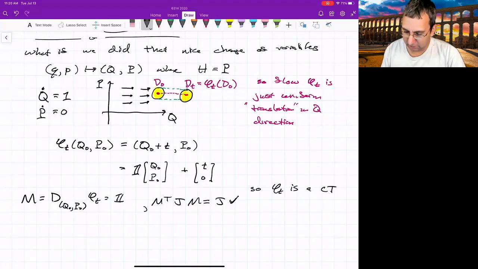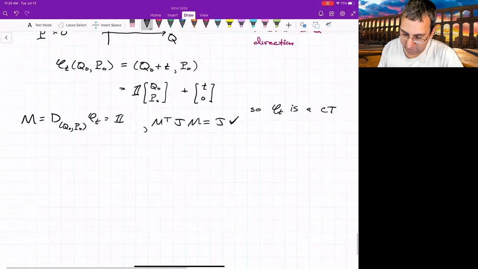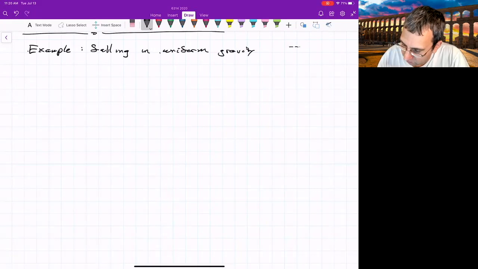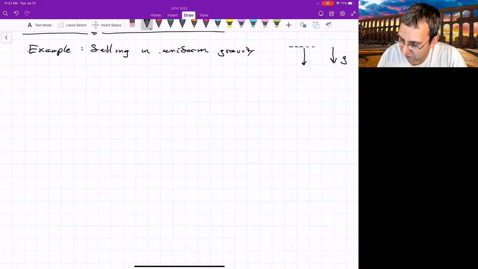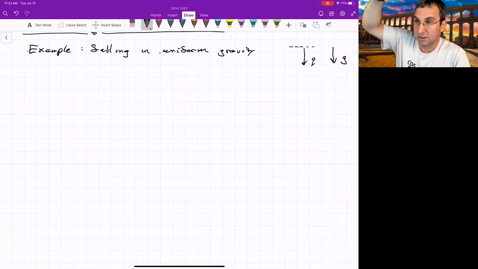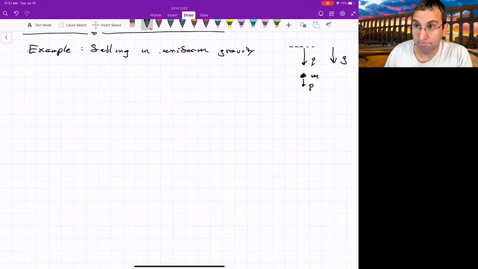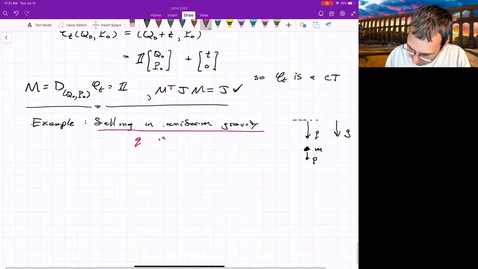Now it's not always this simple. I'll end with another physical example, falling in uniform gravity, which is kind of cool. So we've got some reference height and we've got gravity going down. We'll measure things so that Q is increasing going down. We've got a particle of mass M, and it's got some momentum that's only going to be increasing going down. So Q is measured downward.